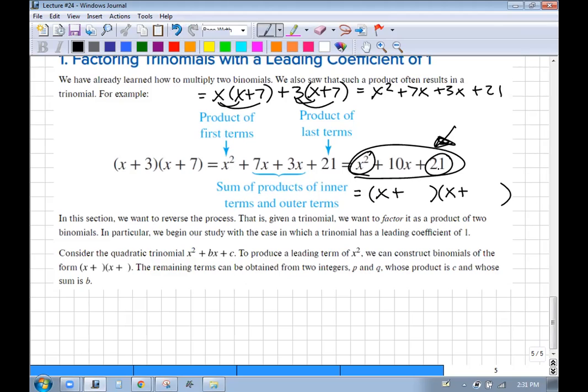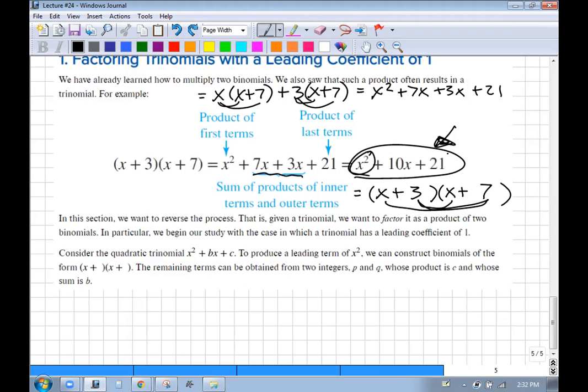I need two numbers that multiply to give me 21, but they have to add to give me 10, right? You can see it's 3 and 7. You know it's going to be 3 and 7 because that gives you the 21, but you're going to get a 3x and a 7x as well. And those have to add to give you that middle term.